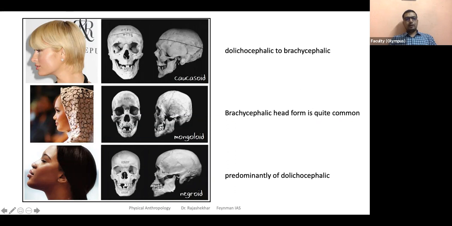So Mongoloids tend to have more brachycephalic heads. Broad heads are more common in Mongoloids. Caucasoids have variation, dolicho to brachy. Whereas Negroids have predominantly dolichocephalic heads, more narrow heads. But you would find variation within them as well. Usually, predominantly, it is dolichocephalic in nature.